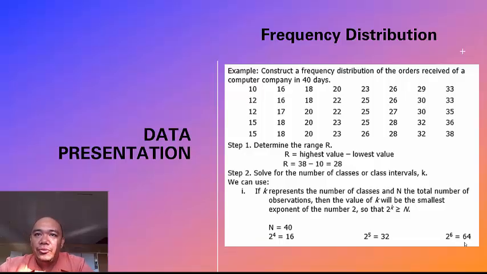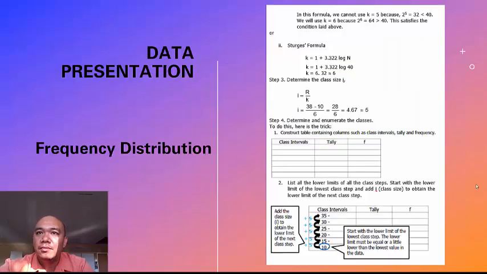Next, solve for the number of classes or class intervals k. So there are two approaches. In this case, k is equal to 6. And then solve for i or determine the class size. i is equal to range divided by k. So we found out that i is equal to 5.